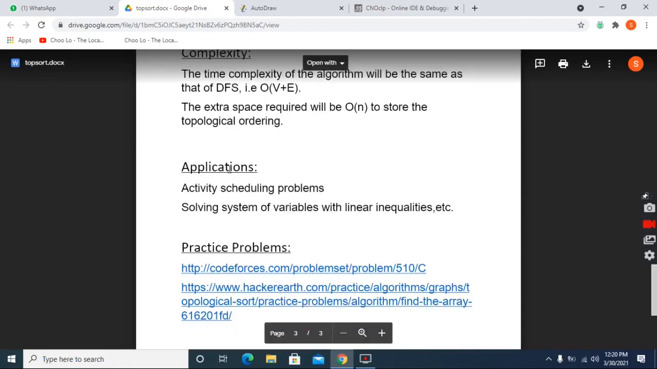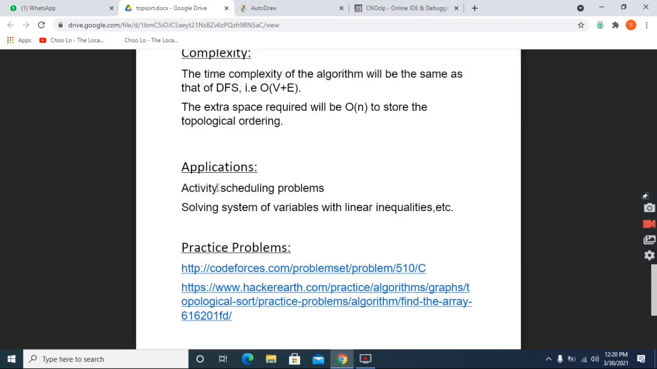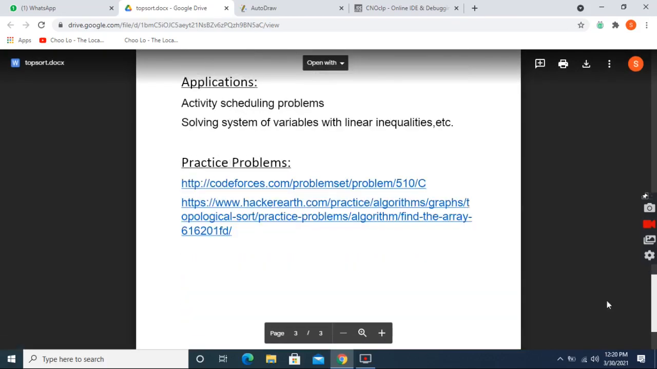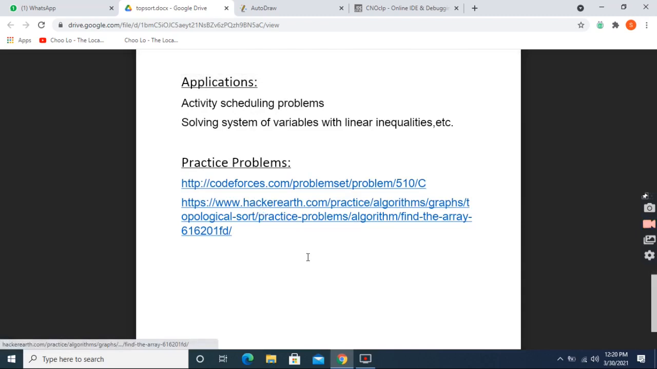The applications of this algorithm are activity scheduling problems, and if we have to solve some system of variables which have some inequalities or some constraints between the variables, we can do these problems with topological sorting. And here I've given two practice problems where you can practice this algorithm by yourself and gain confidence in it.